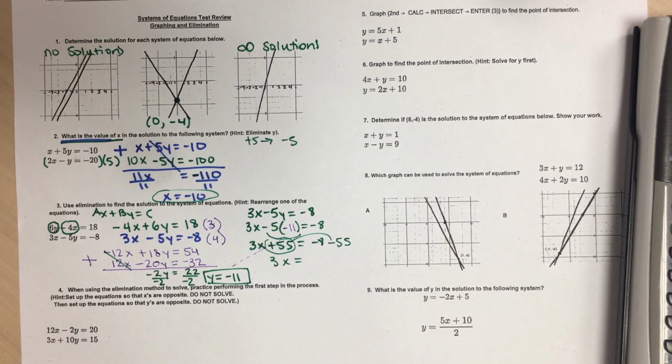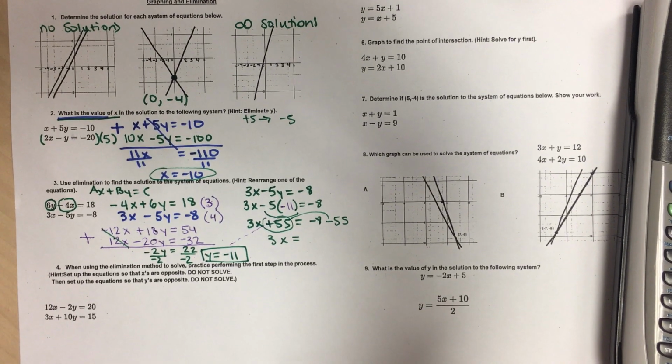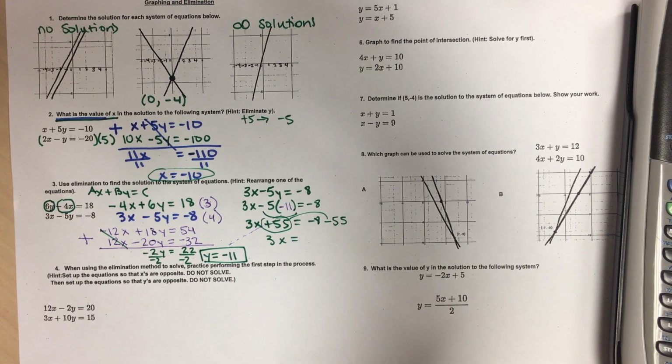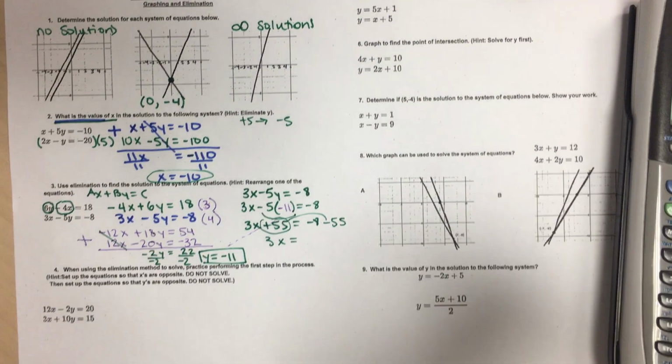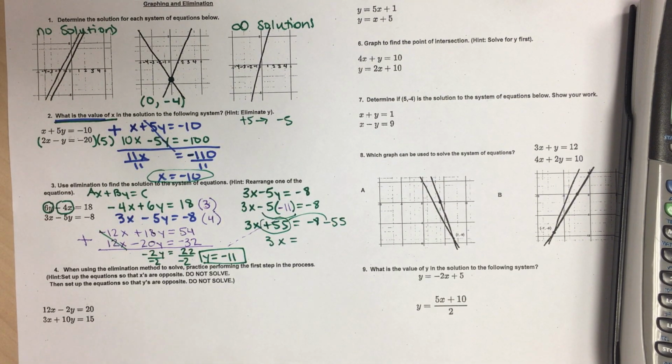Look at number 4. When using the elimination method to solve, practice performing the first step in the process, meaning the setup portion. You can set up the equation so that the x's are opposite, then do not solve. And then you can set up the equation so that the y's are opposite. We want to practice 2 setups here, okay? Because a question on the test might be, which is an appropriate first step to solving this system? And then you've got to recognize it when you see it. So let's try it.